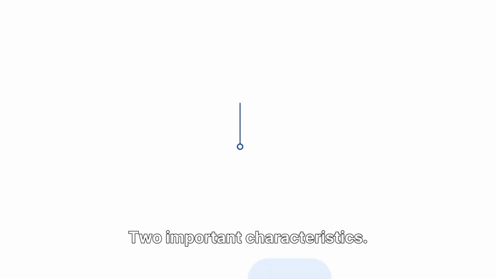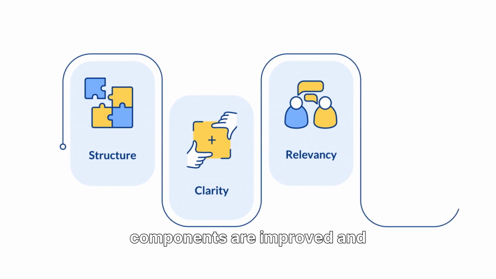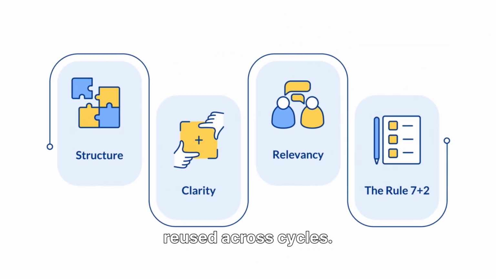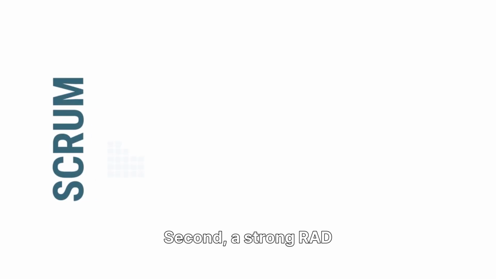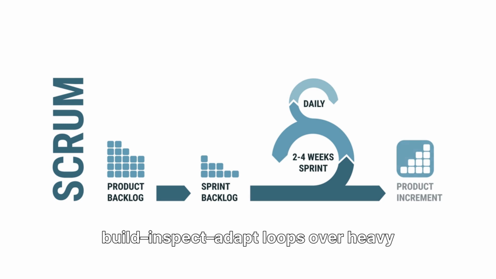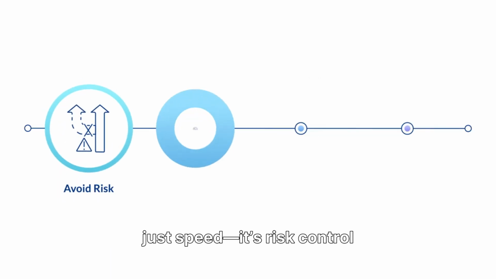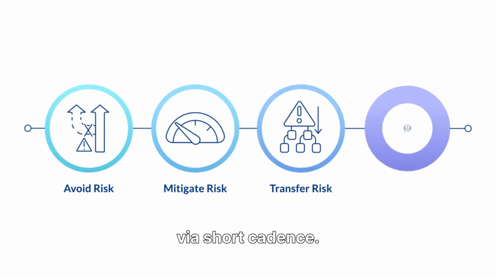Two important characteristics. First, reusability. Architectures and components are improved and reused across cycles. Second, a strong RAD flavor. We favor fast build, inspect, adapt loops over heavy upfront design. The real point isn't just speed, it's risk control via short cadence.